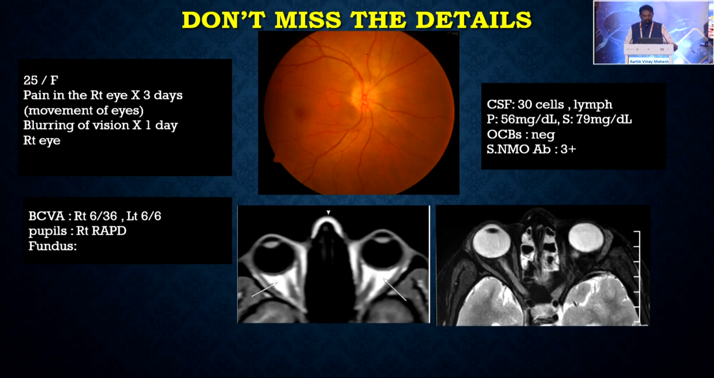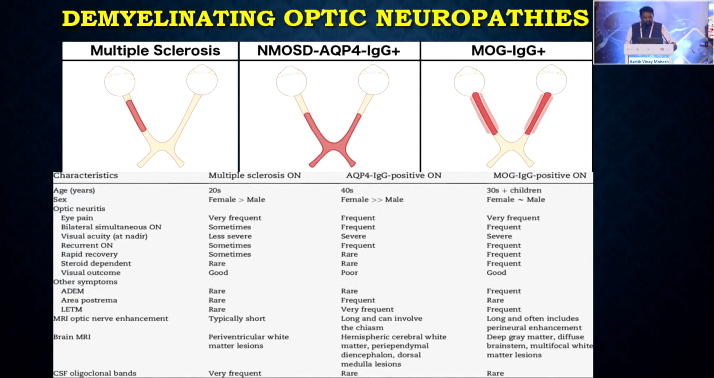When you get fat suppressed images, the optic nerves are glowing in this picture. You can see the entire right-sided optic nerve is glowing. She was NMO antibody positive. She was treated, and she improved. So when you look at the demyelinating optic neuropathies, a large number of these patients you may be able to diagnose based on the location of these lesions.